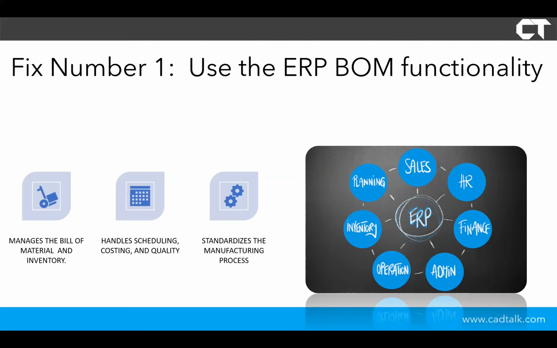Once you have that bill of material in there, then the ERP can do all the pieces that it does. It can manage the bill of material and the inventory. You know how much you have on hand, what you need to order. The ERP can look at the bill of material and handle scheduling, can do costing to figure out how much this product costs. It can ensure that your quality standards are there. Once you're using the ERP for that process, the bill of material standardizes the manufacturing process. That bill of material becomes a standard definition for what you're doing.